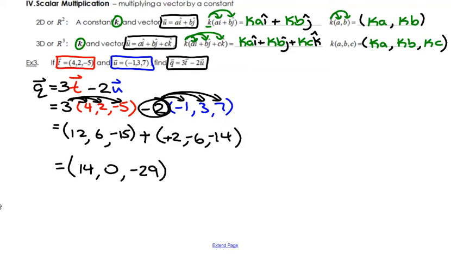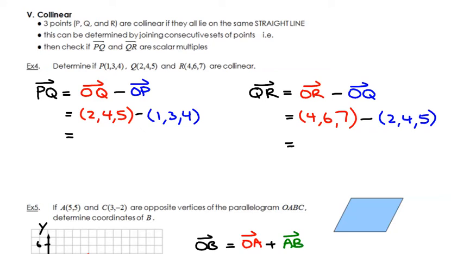All right, the very last part, which is collinear. Collinear essentially means they're on the same line. Okay, so they're on the same straight line, I should say. What you're going to do is make sure that you put them together as 2 vectors. So PQ, I'm going to put together like this, and QR, I'm going to put together like that. And I kind of want them so that they're consecutive.